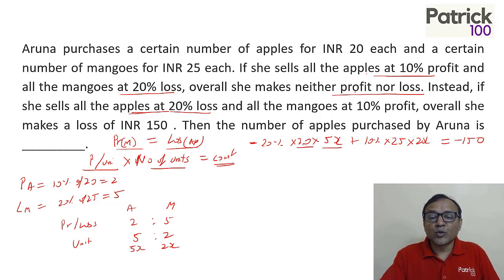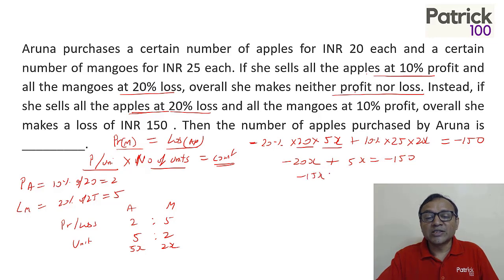So if you solve this: 20 into 5x, 20% is minus 20x, plus 25 into 2x is 50x, 10% is 5x, so plus 5x is equal to minus 150. That gives minus 15x is equal to minus 150. From that you get x equal to 10. The number of apples purchased is 5x, which is 5 into 10, which gives you 50 as the answer.